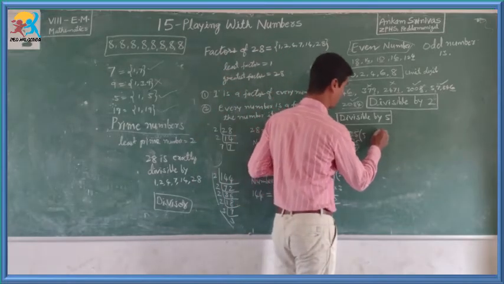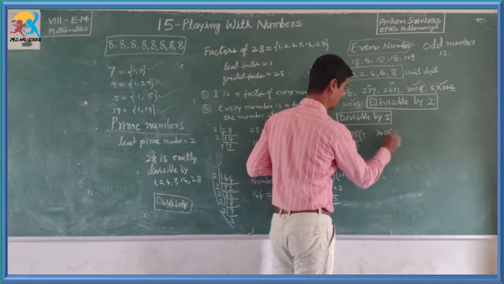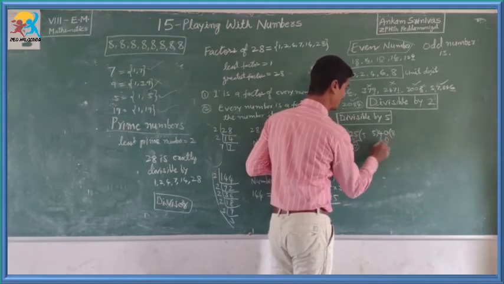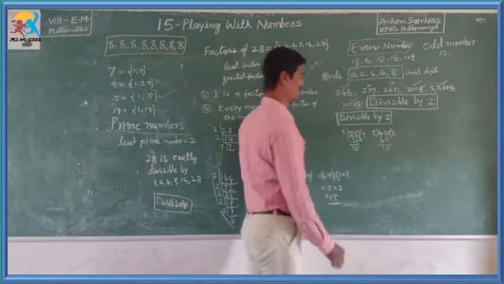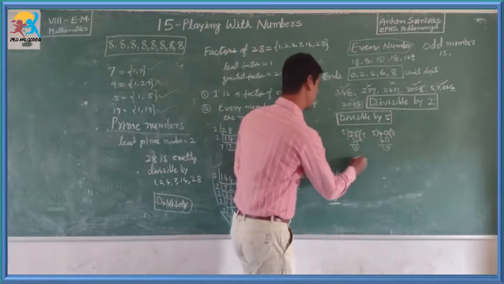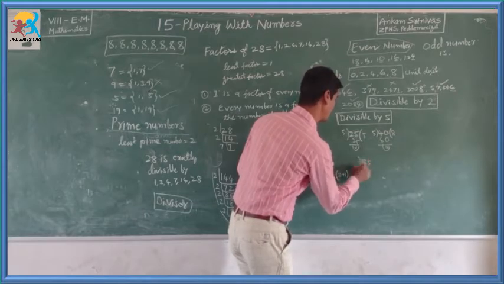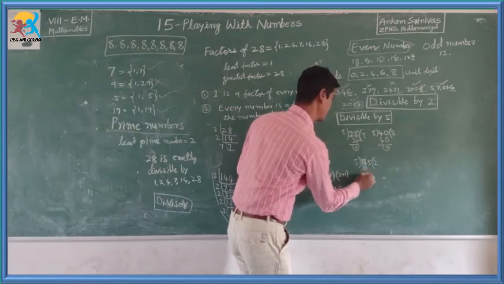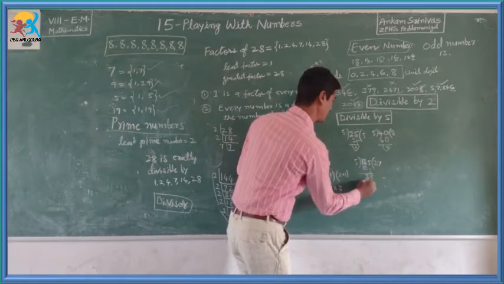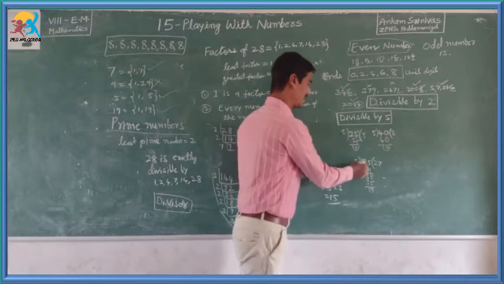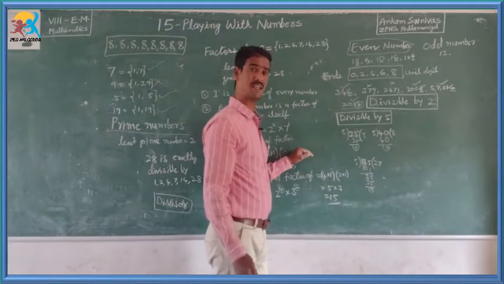Suppose 40 divided by 5. 5 8s are 40. What's the remainder? 0. Suppose 135. 5 table, 5 2s are 10. 13 minus 10 is 3. Bring down the 5, 35. 5 7s are 35. Remainder 0. So 135 is divisible by 5.